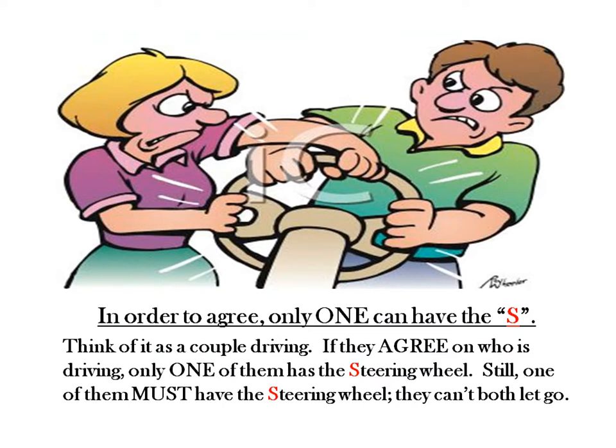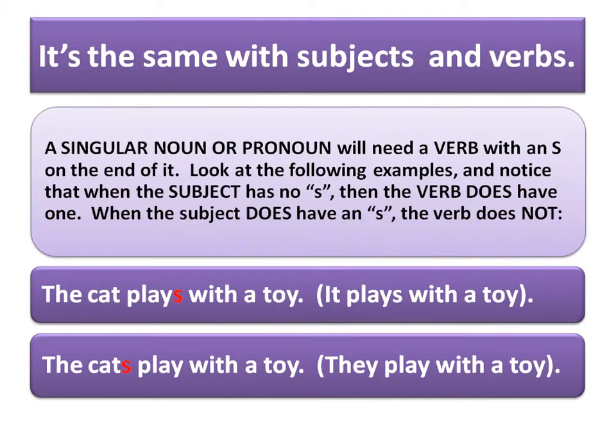In order to agree, only one can have the S. Think of it as a couple driving. If they agree on who is driving, only one of them has the steering wheel. Still, one of them must have the steering wheel. They can't both let go. Let's take a look at this in action. It's the same with subjects and verbs.